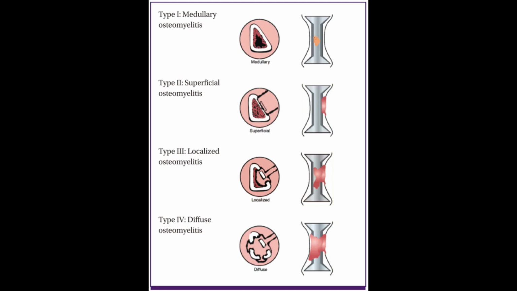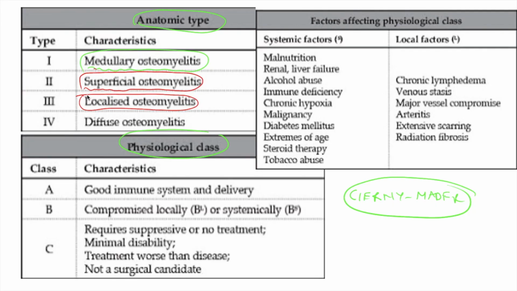In type 2, it is superficial osteomyelitis. The superficial part of the periosteum and maybe the cortical bone is involved. Type 3 is localized osteomyelitis, to a very small area of the long bone. Type 4 is a more severe one, which is a diffuse osteomyelitis.